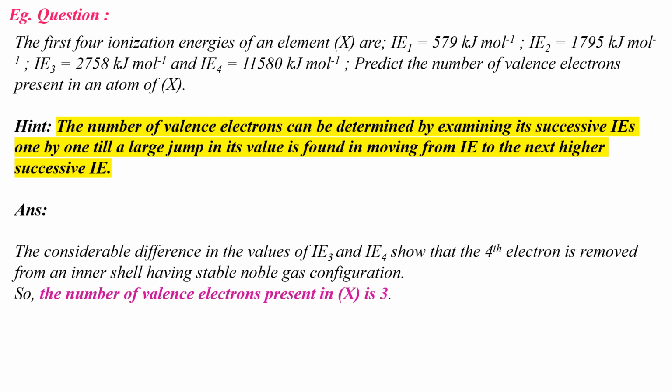So first of all, observe the ionization enthalpies IE1, IE2, IE3 and IE4. Look at the values. You can see that the considerable difference in the values of IE3 and IE4 shows that the fourth electron is removed from an inner shell having stable noble gas configuration. So the number of valence electrons present in X would be 3.